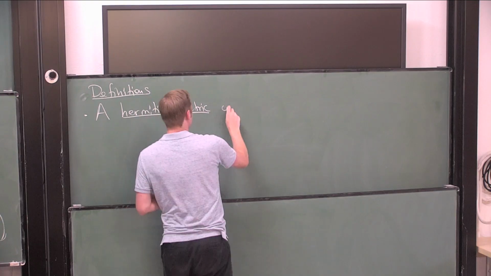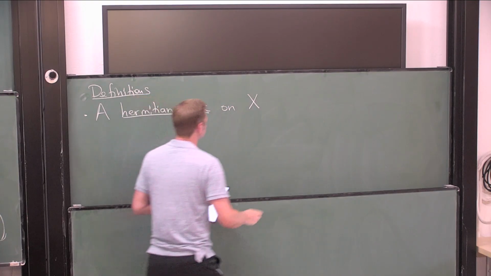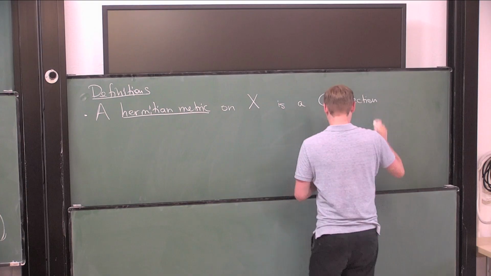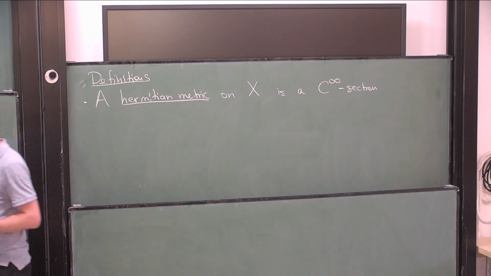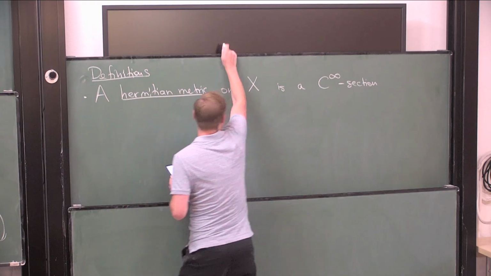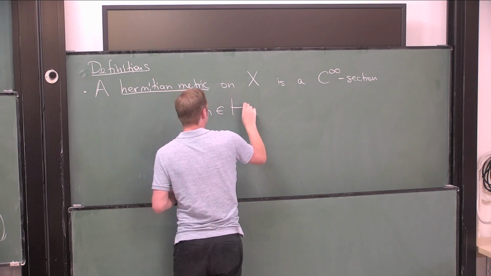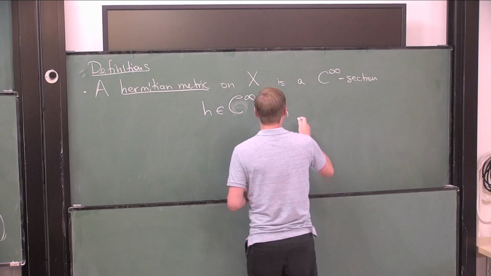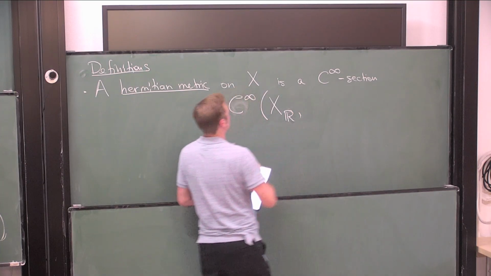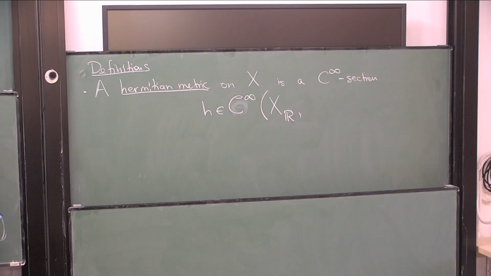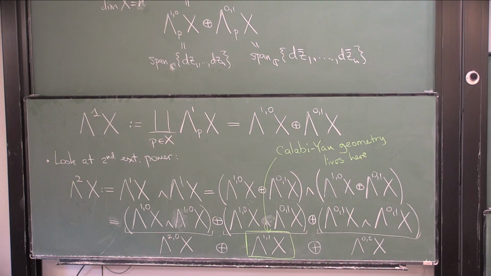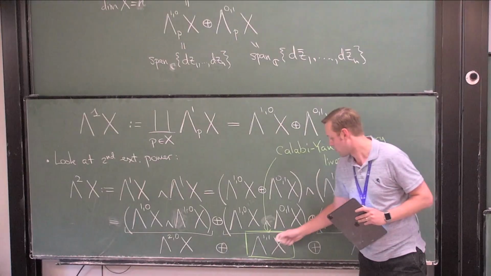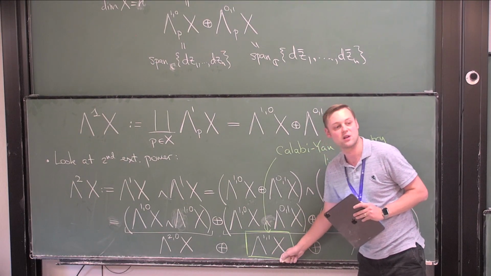So the Hermitian metric on a complex manifold X is a C infinity section over all of X of the C infinity section over the real manifold underlying X of basically the tensor product of lambda 1,0 and lambda 0,1, the tensor power underlying this (1,1).